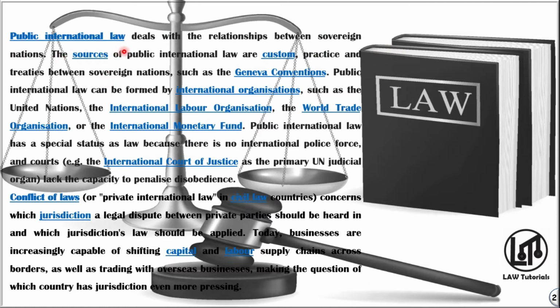Now, the sources of public international law are customs, practice, and treaties between sovereign nations, such as the Geneva Conventions. Now, public international law can be formed by international organizations, such as the United Nations, the International Labour Organization, the World Trade Organization, or the International Monetary Fund. Public international law has a special status as law because there is no international police force and court. For example, the International Court of Justice, as a primary UN judicial organ, lacks the capacity to penalize disobedience.